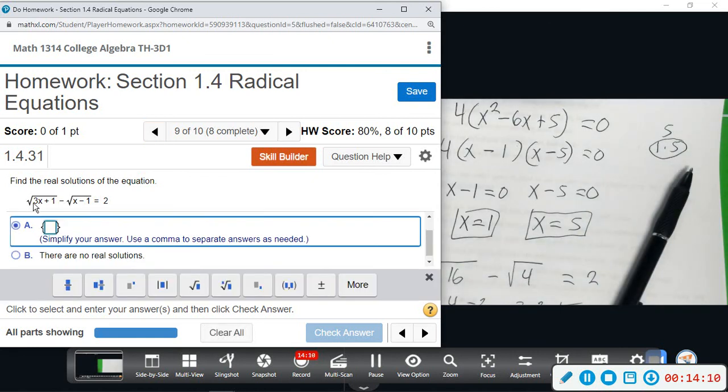I just did some mental math. I plugged in the 5 to both, and then I plugged in 1 to both. You can't mix and match. You can't plug 5 here and 1 here. If x is 1, then that same x has to be the same on both. So 1 and 5.